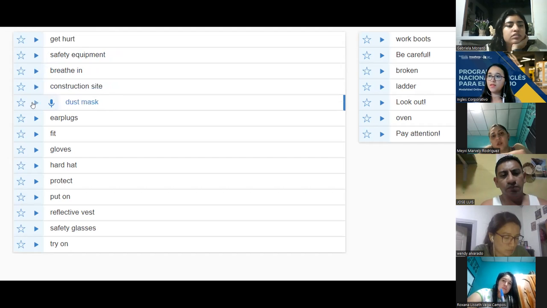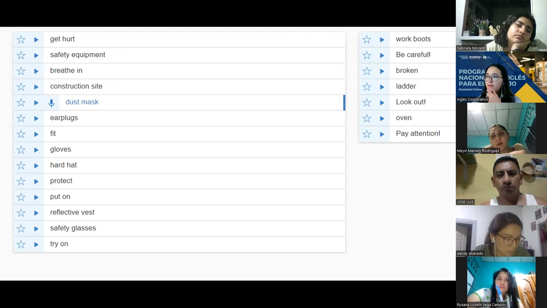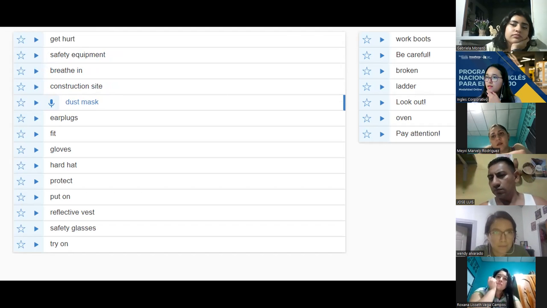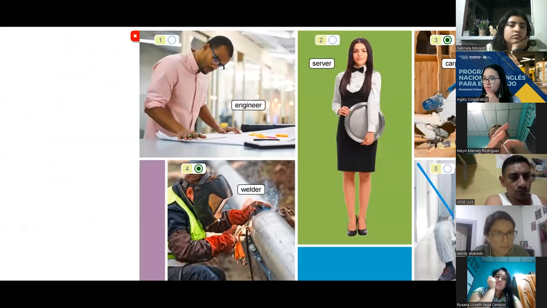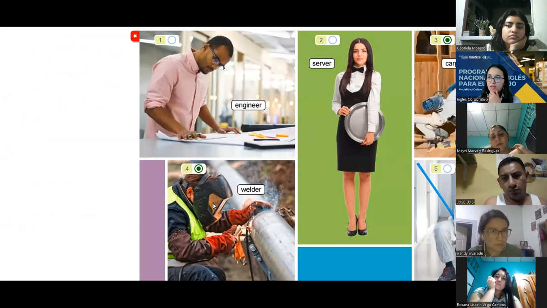Then we have, let's listen, dust mask. Vamos a ver qué es una dust mask. ¿Se recuerdan de, veamos este, this one. Let me show you the dust mask. Let's see, this one, the dust mask. That is the dust mask.